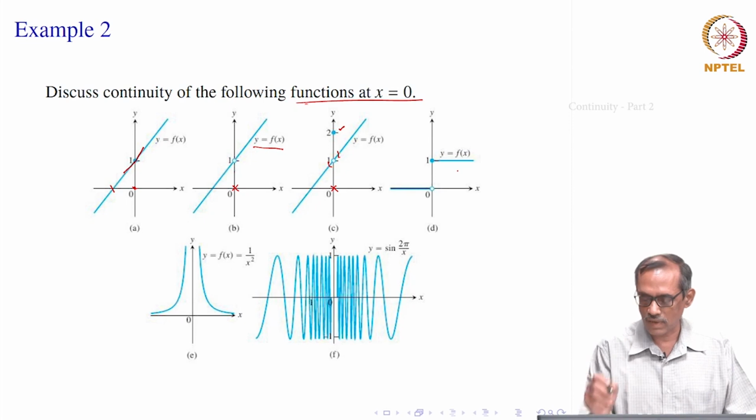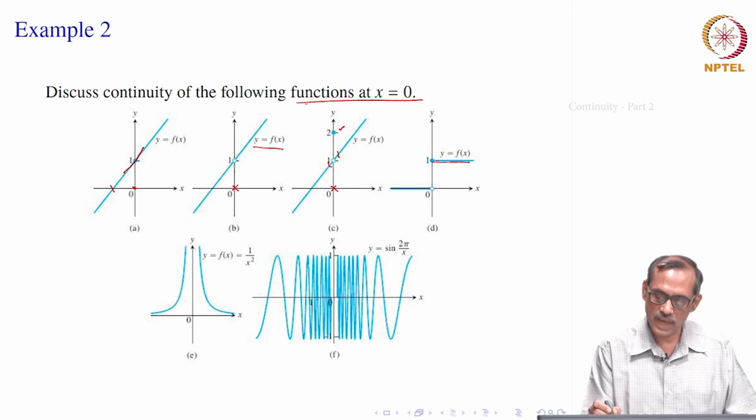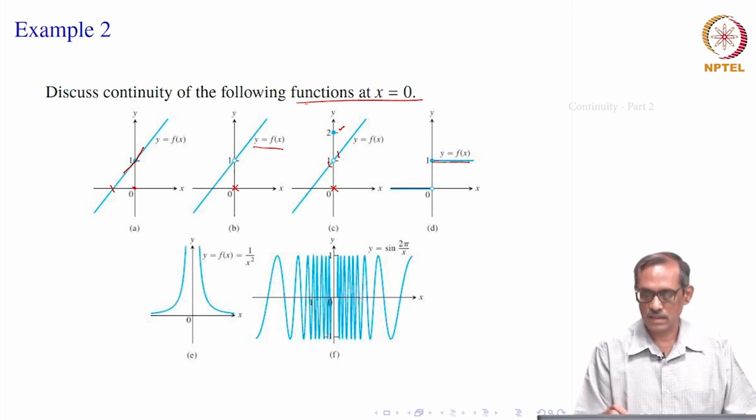Now, what about the fourth one in D? Here when x is less than 0, the function is given as 0 itself, right, its value is 0, and when x is bigger than or equal to 0, its value is given as 1, that is the function. At 0 also its value is 1. So, now you see the left sided limit exists, that is equal to 0, right side limit exists, that is equal to 1.